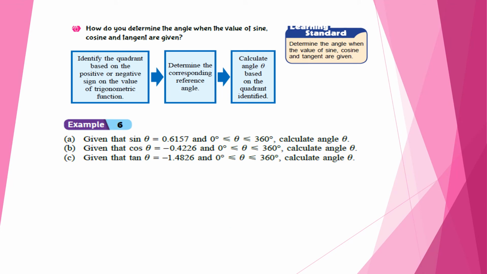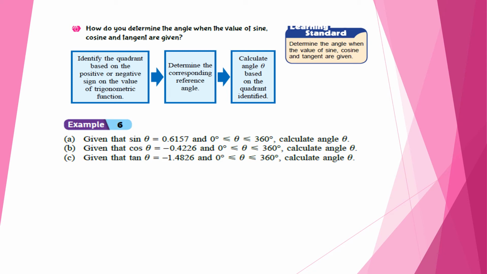Now let's see how to determine the angle when the value of sine, cos, and tangent are given. Okay, example 6. Given that sine theta is 0.6157 and theta lies between 0 and 360 degrees, calculate the angles. Now you are given the values, and you are told that theta lies between 0 and 360. You have to find theta.